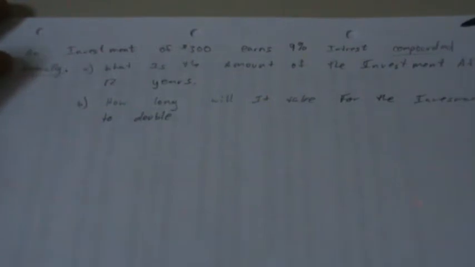Okay, and so there's two questions. What is the amount of the investment after 12 years? And then how long will it take for the investment to double? So let's look at part A. First of all, we need the equation here.